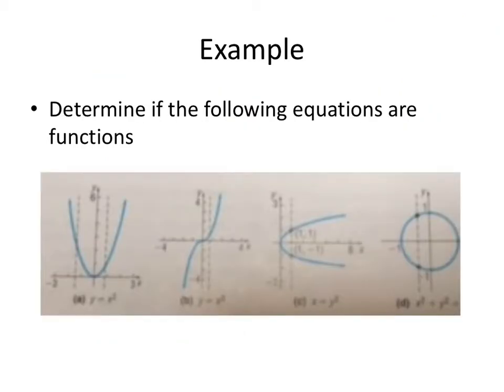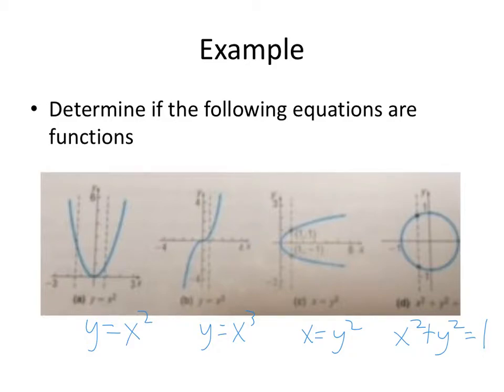So for these four examples, I know it can be kind of hard to read the equation, so part graph A is just the parent quadratic x squared. Question B is the parent cubic function. C is a sideways parabola, x equals y squared. And the fourth one is the circle with the radius of 1. Determine if the following four are functions.